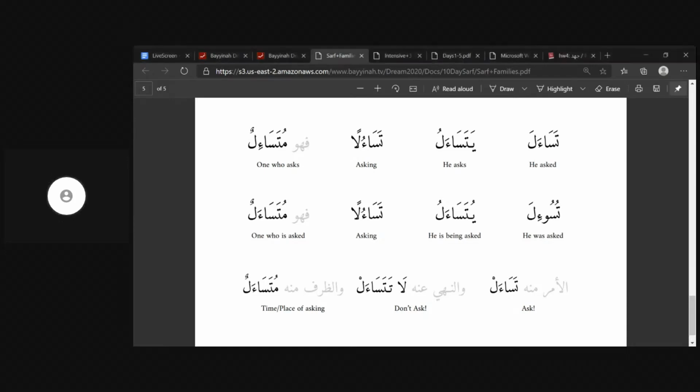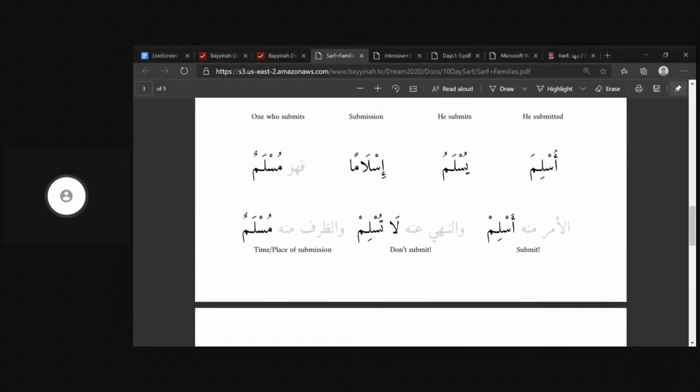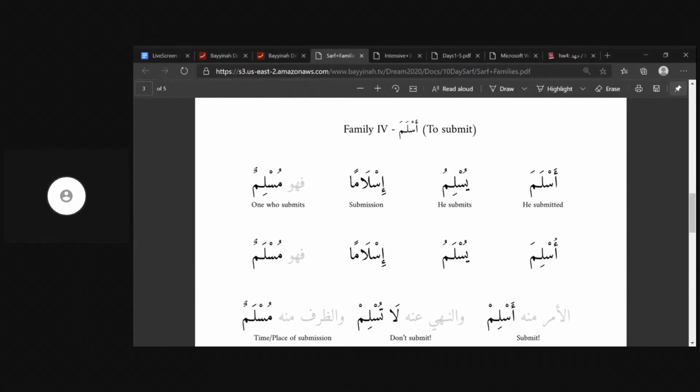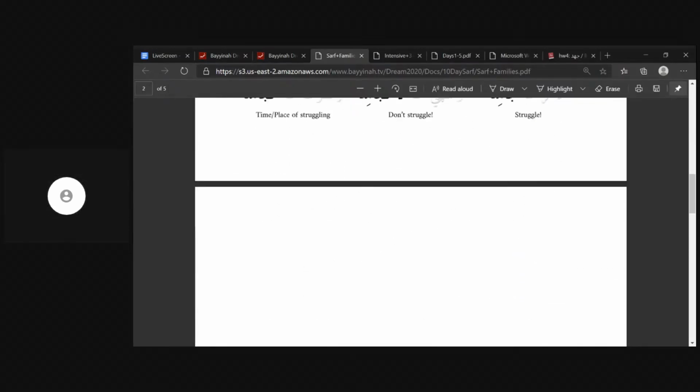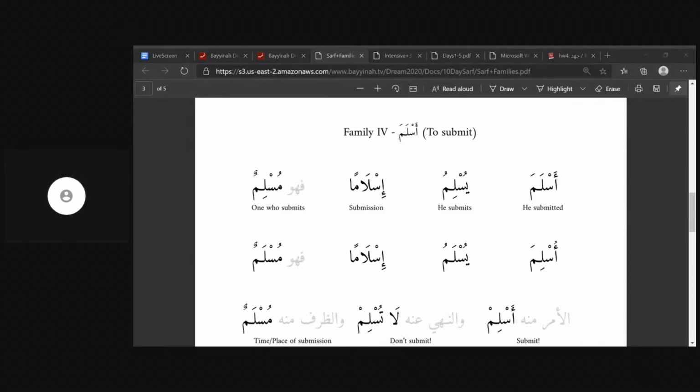Yeah, so if I didn't translate the passive, that's because that word actually doesn't have a passive. So you can never actually say uslima or yuslamu. Those aren't real words. Yeah, that's why I didn't translate them. So aslama is intransitive. Oh, we're not worrying about meaning right now.